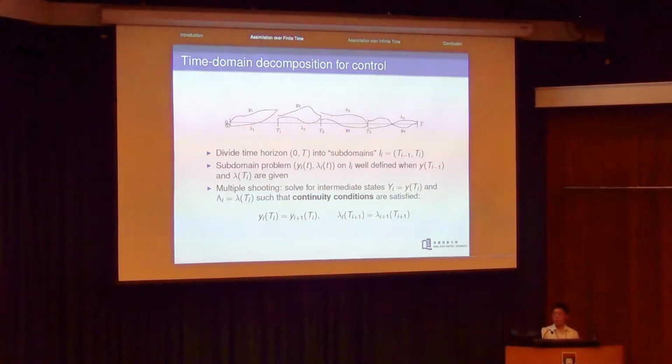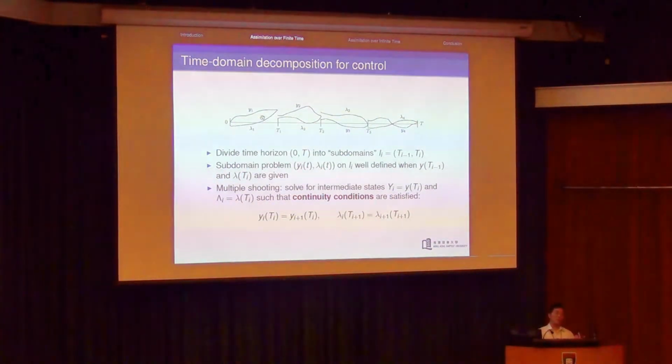So what you do is you take your time interval, 0 to capital T, and then you chop it up into smaller time intervals so that you have smaller problems, smaller data assimilation problems, on each of these subintervals. Okay, so now each of these, if you know the initial condition for the state and the final condition for the adjoint, then this is a completely well-defined problem that you can solve independently from one another. Okay, so now you have many smaller problems which you can solve in parallel.